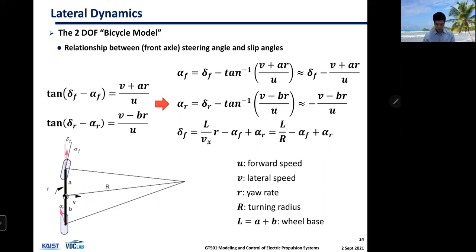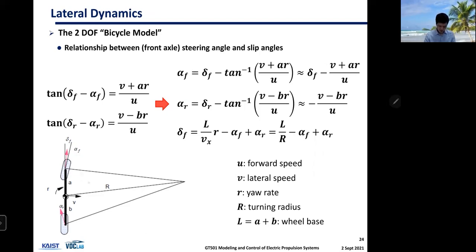I'm just gonna explain some concepts here regarding lateral dynamics and vertical dynamics. So let's take a quick look. When it comes to dynamics, we also have kinematics and kinetics. So here we are talking about kinematics.